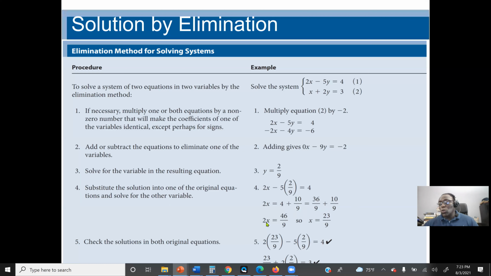But here we have 2x equal to 46 by 9. So 2 crosses the equal sign and is going to divide. 2 can go into 46, which will be 23. So that's why we get 23 by 9. Now we substitute the x and y values, which are 23 by 9 and 2 by 9. We get 4, which is what we have here. The second equation, we get 3 also.